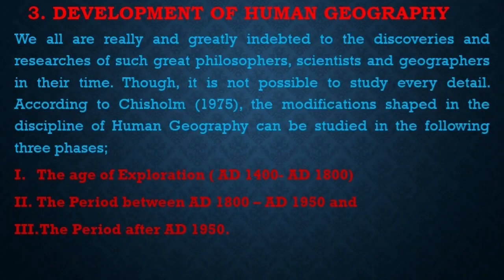The works of other great geographers like Vidal de la Blache, Jean Brunhes, Demangeon, Ellen C. Semple, Huntington, and Griffith Taylor contributed to the development of human geography. We are greatly indebted to the discoveries and researches of such great philosophers, scientists, and geographers in their time. Though it is not possible to study every detail, according to Chisholm, the modifications shaped in the discipline of human geography can be studied in the following three phases. 1.